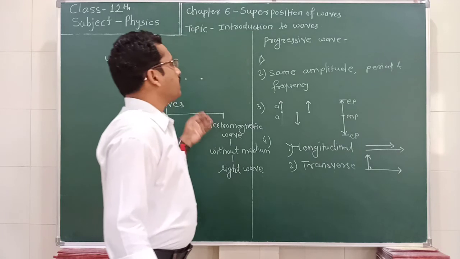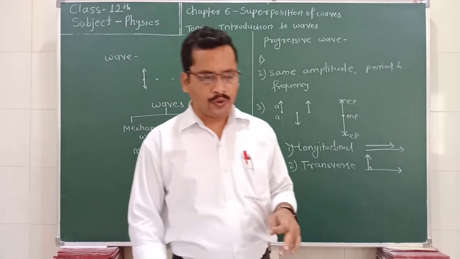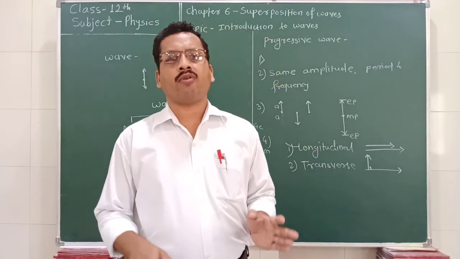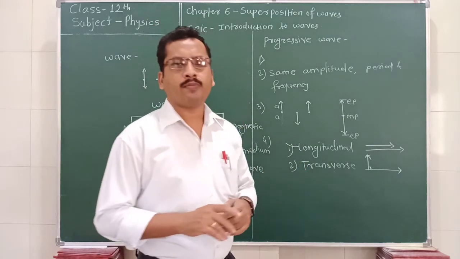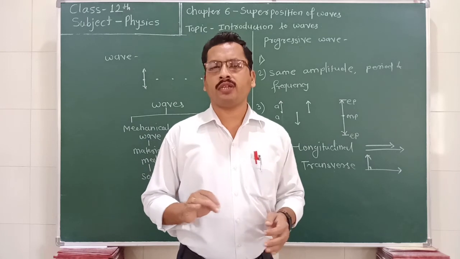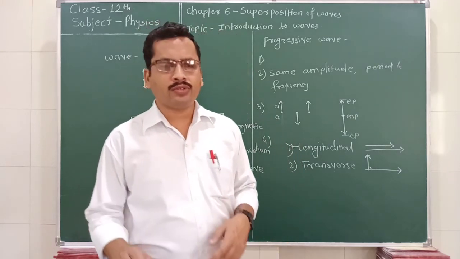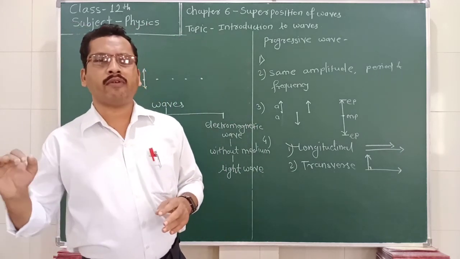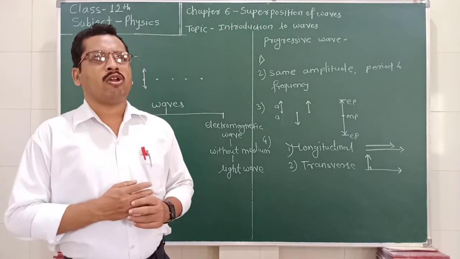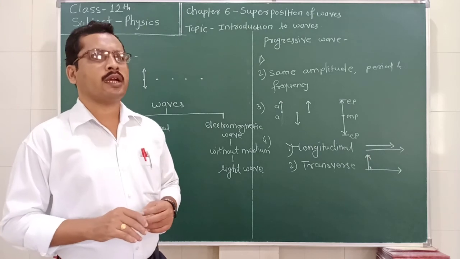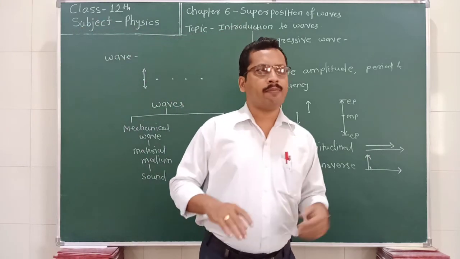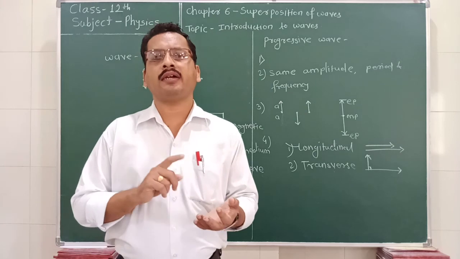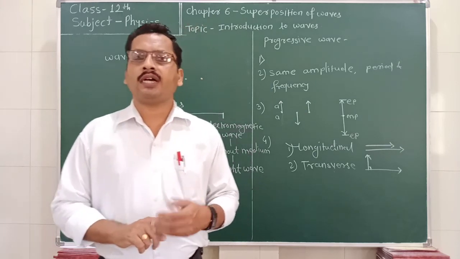We are going to see here the introduction of the superposition of waves. In the next lecture, we are going to see the equation of the progressive wave, that is, which equation represents the progressive wave, as well as the reflection of waves. Reflection of a wave means that when a wave is traveling along its path and an obstacle comes before it, it gets reflected. We will see the reflection of longitudinal and transverse waves in the next lecture.